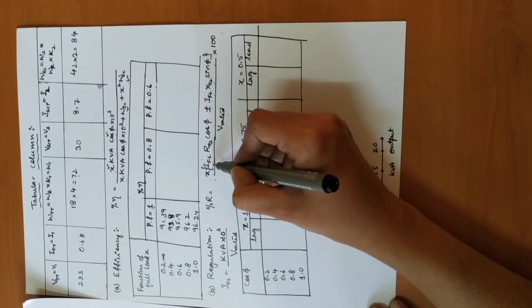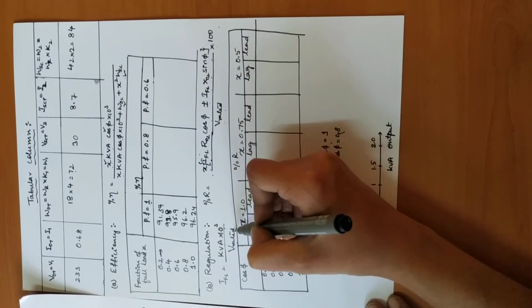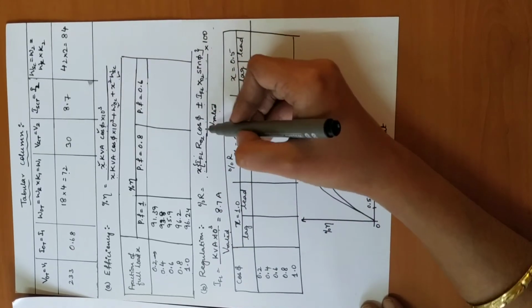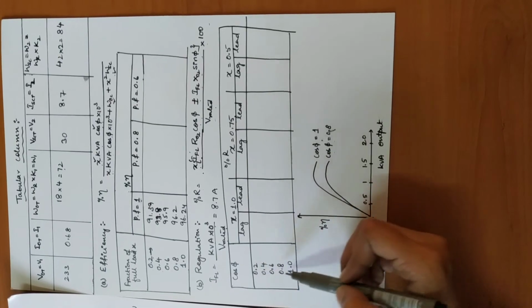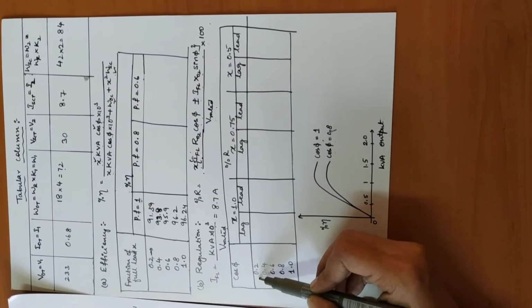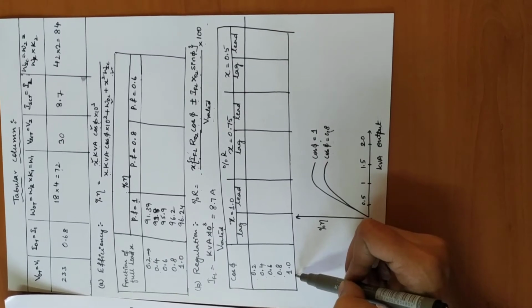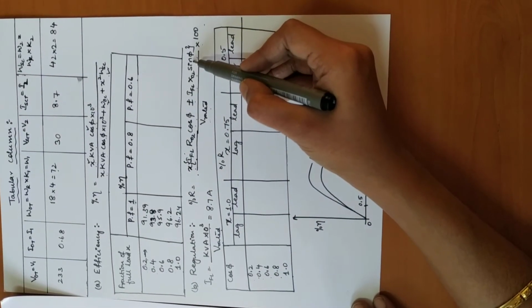IFL is the rated current, as you calculated in the previous session, kVA into 10 power of 3 divided by V rated, which results in 8.7 amperes. Then cos phi: we are going to take different power factors, that is 0.2, 0.4, 0.6, 0.8 and unity power factor. If you know cos phi, you can also obtain sin phi.